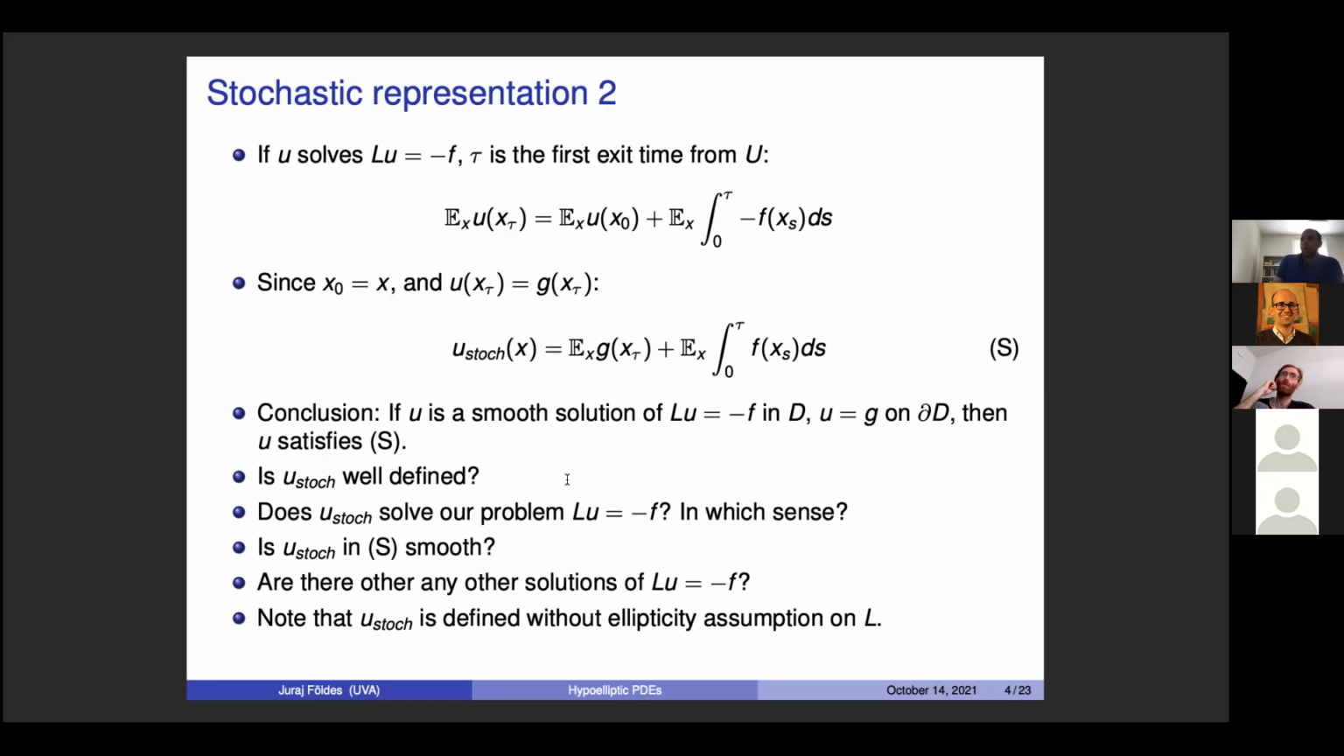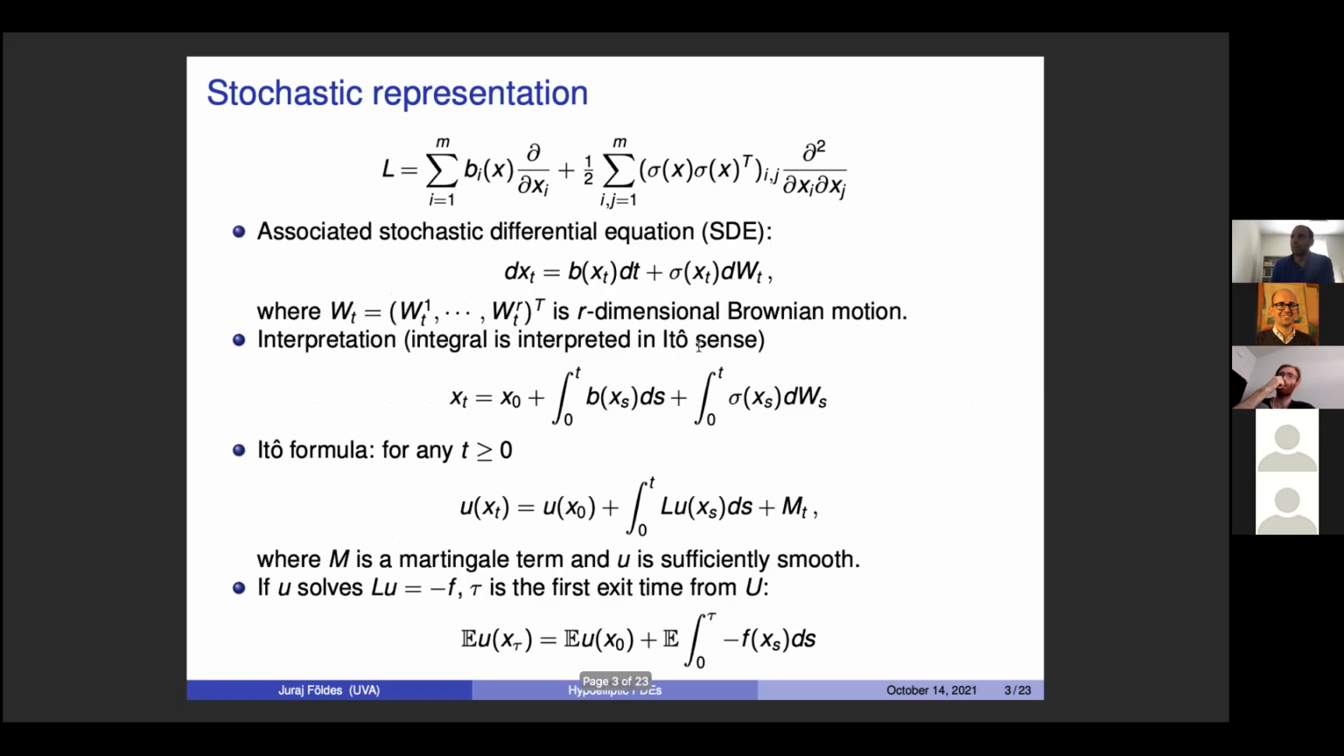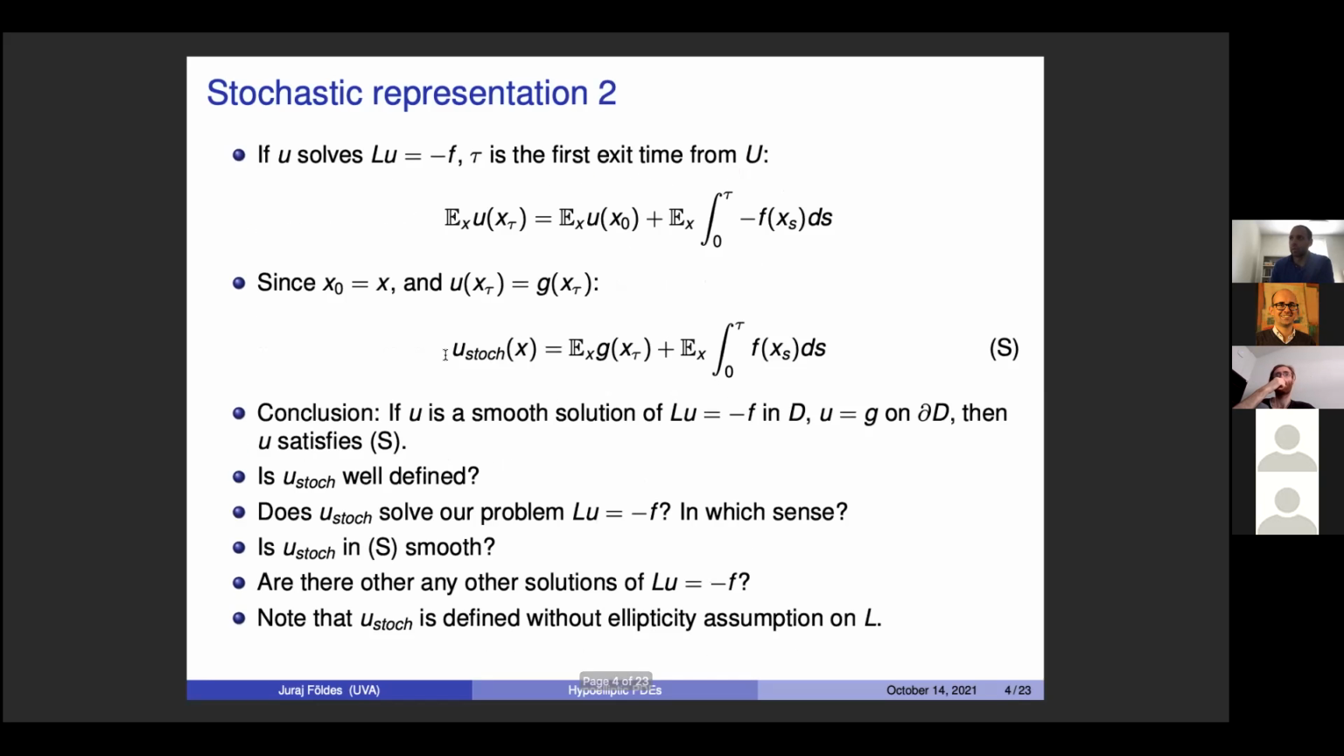Okay, so now there are, of course, many different questions. First of all, notice that this stochastic function u is defined for any g. It doesn't have to be smooth. It's defined for any f. It doesn't have to be smooth. I never used any ellipticity in the whole process. I never used anything. This is just the universal formula that must be true for any operator L of this form. Anything of this form, if I have an associated stochastic differential equation, then any smooth solution must satisfy this equality.